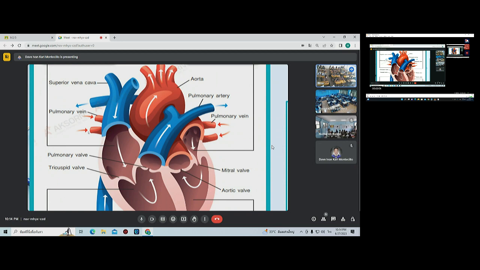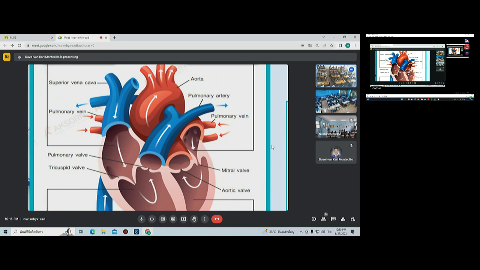Okay? And we have deoxygenated blood. Deoxygenated blood enters the superior vena cava, and enters the right atrium. It pumps to the right ventricle and pumps out to the pulmonary artery. Okay? Did you get it?